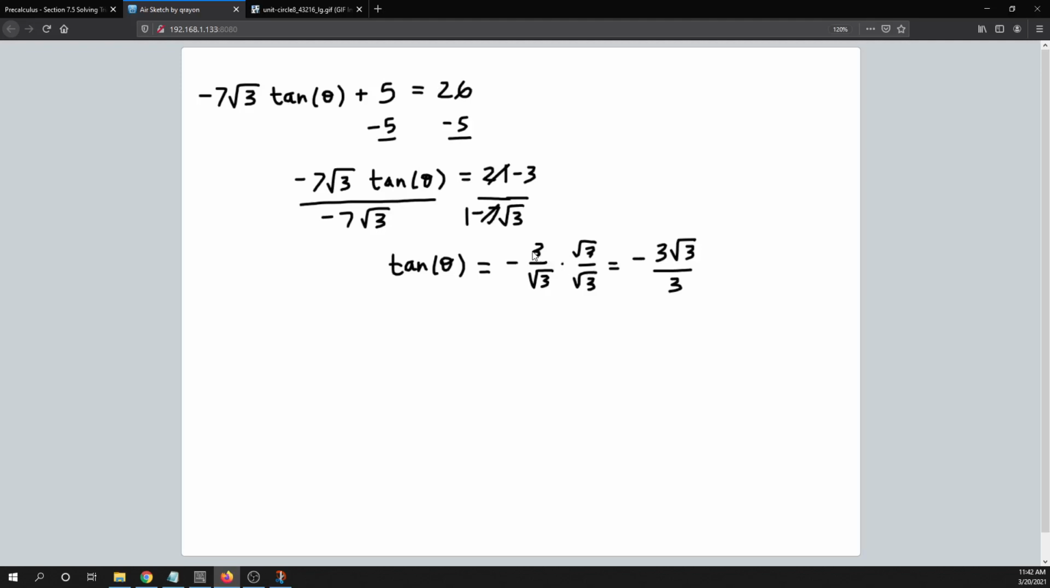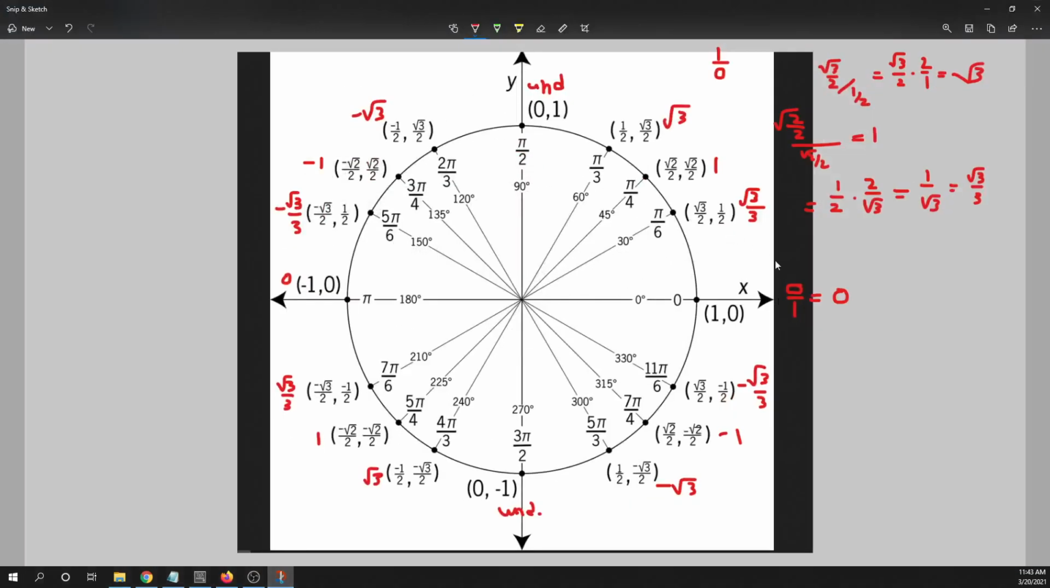On the top, I'll get 3 times square root 3. On the bottom, square root 3 times square root 3 is 3. Then these 3's can be canceled out. On the top, I get square root 3. On the bottom, I get 1, so I'm just not going to write it. So I get negative square root 3, and that definitely is one of the values of the tangent for the special angles on the unit circle.